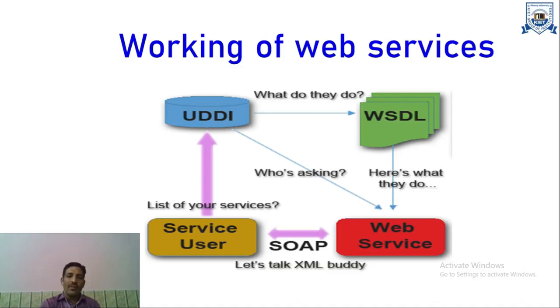So in short, we can say that a web service is a communicator between two applications, two software, two systems, in client-server technology. Web services are mainly used this way, and these are all the web services components. This is about the working of web services.